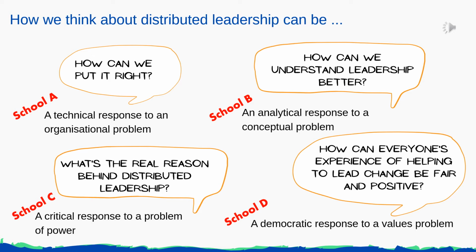of success. In this example, a critical view of distributed leadership is apparent in response to a problem of power. The question posed is, what's the real reason behind distributed leadership? Rather than a catalyst for an empowering approach to school improvement, distributed leadership is seen by some staff members as simply a strategy to gain their commitment to performative and competitive goals, calculated by narrow measures of success, such as Ofsted ratings.